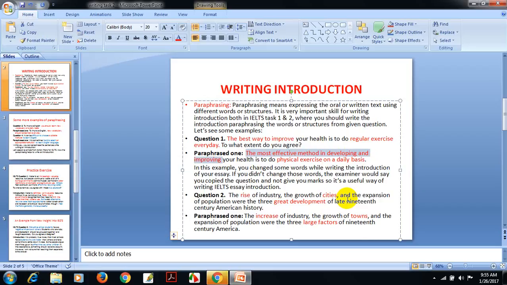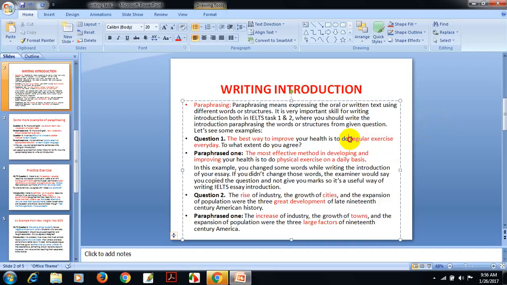Here, "to improve" in the question is changed into "improving". It is also one way of changing the form of the word, and you can put other related words like improving and developing, similar words. That's why that is added here. And let's see another example.